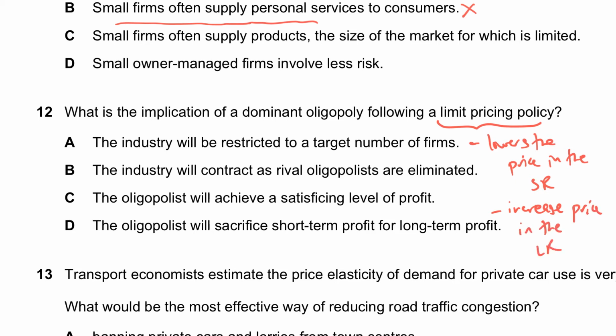So that's why D is the right answer, where the oligopolist will sacrifice short-term profit only for long-term profit. So long-term profits, where firms will not be around, you can make a lot of profit, and as a result, the limit pricing will work.